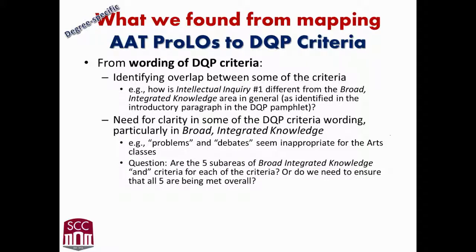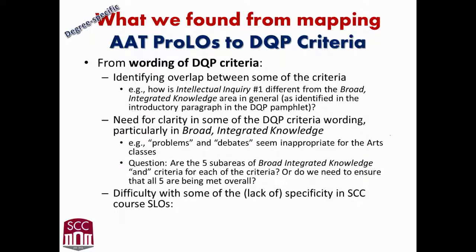We also were concerned about whether we were overthinking the broad integrative knowledge. Were these 5 areas of science, social science, humanities, arts, and developing global, cultural, and democratic perspectives, did each of these areas need to be met by a specific course, or did we need to ensure that all 5 were being met on an overall basis?